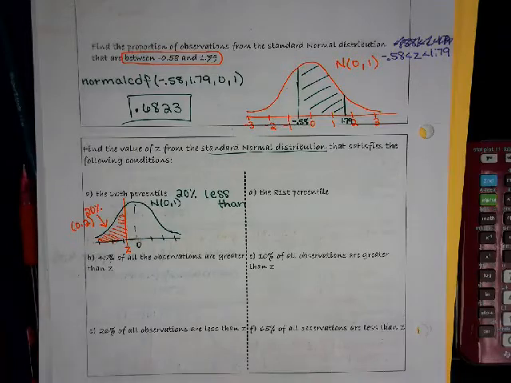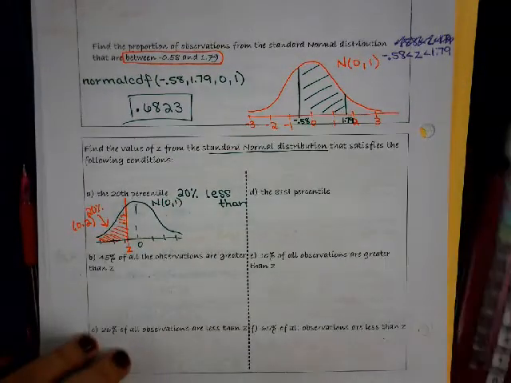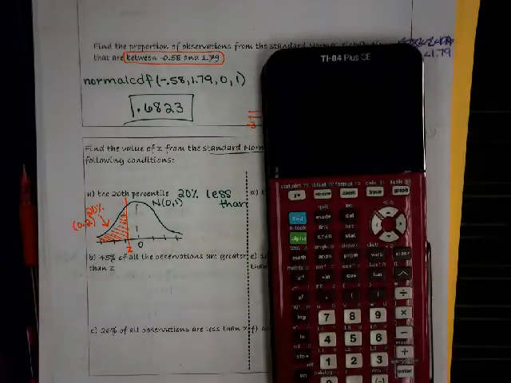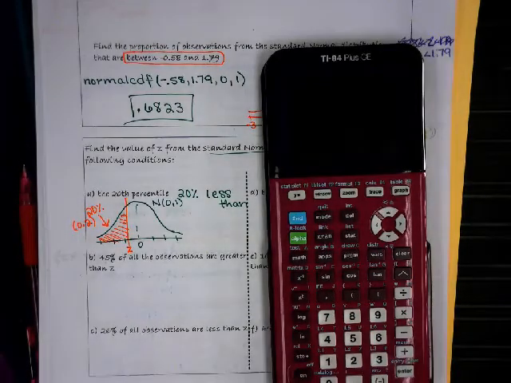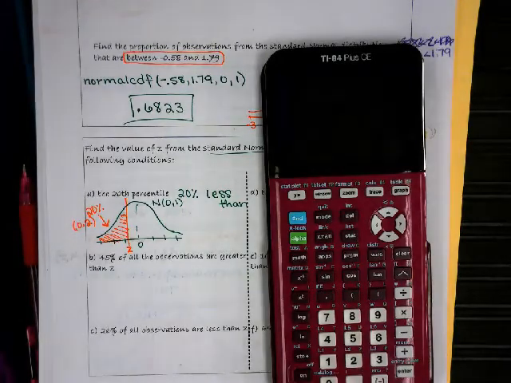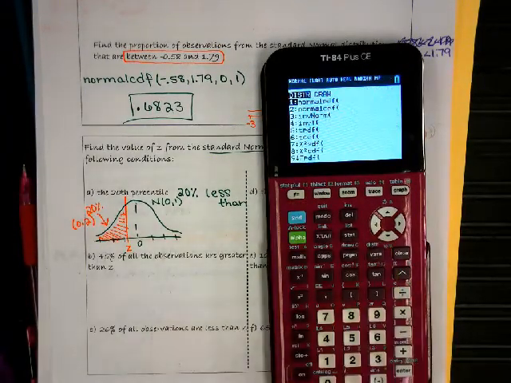Alright. This time, we're going to go to the same menu, but we're going to use a different function. So we're going to hit second bars. This time we're going to use number 3, inverse norm. So it's going to do the inverse of what normal CDF does.